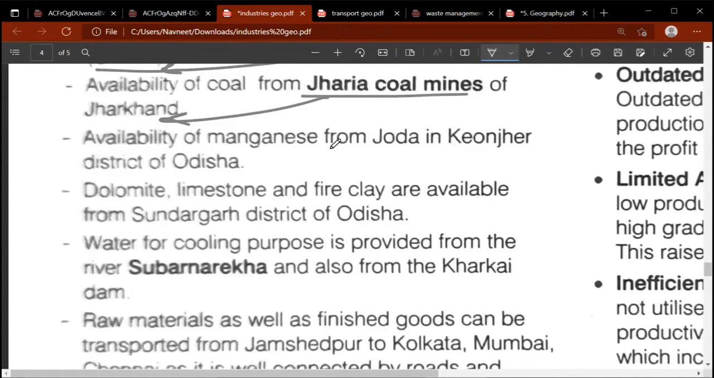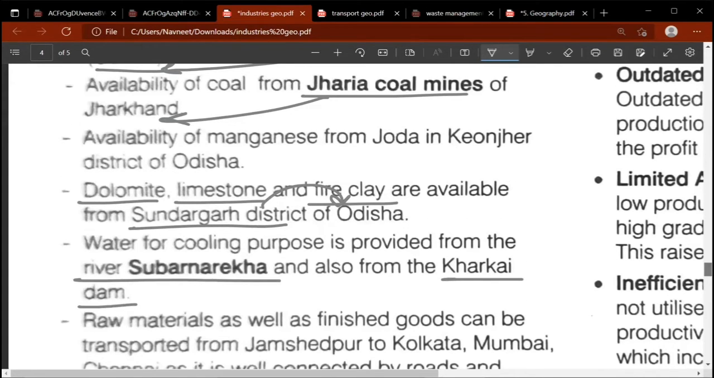Availability of manganese from Joda and Keonjhar districts of Odisha. Dolomite, limestone and pipe clay are available from Sundargarh district of Odisha. Water for cooling purposes is provided from the river Subarnarekha and also from the Kharkai Dam. Now let's scroll down a bit.